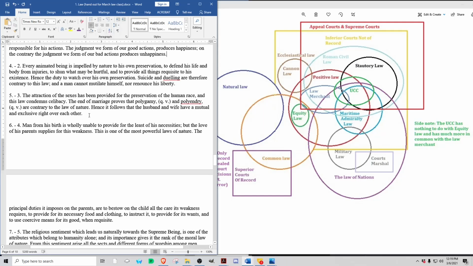Okay, number 5. The attraction of the sexes has been provided for the preservation of the human race, right? As I said before. And this law condemns celibacy. The end of marriage proves that polygamy and polyandry are contrary to the law of nature. Hence it follows that the husband and wife have a mutual and exclusive right over each other. That's right. The beginning of that connection of natural law, right? So the wife to the husband is the property. The husband to the wife is the property through natural law.